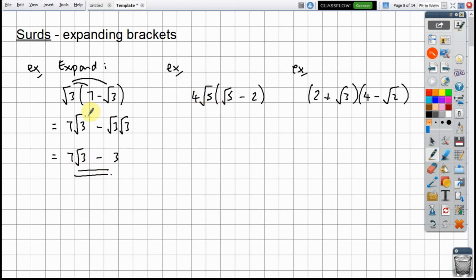This example is very similar to the first one, except that the quantity outside the bracket looks a bit more complicated. Might have to be a little bit more careful. 4 root 5 multiplies the root 5. And now it also multiplies this 2, or more precisely, a positive multiplies a negative makes a negative. 4 root 5 times 2 is 8 root 5.